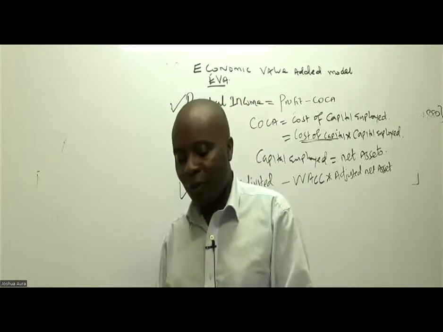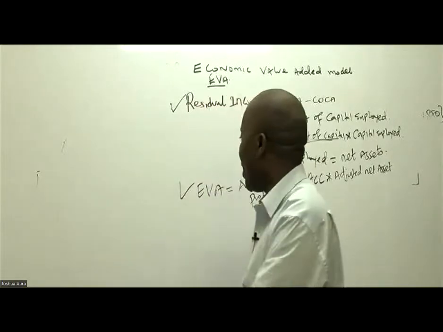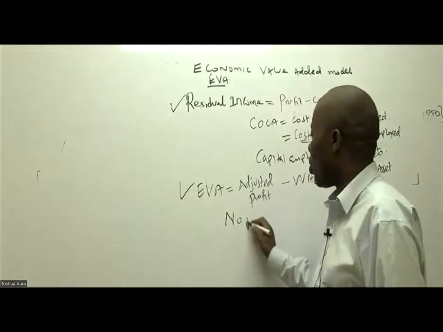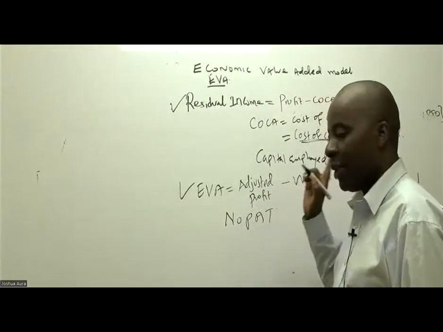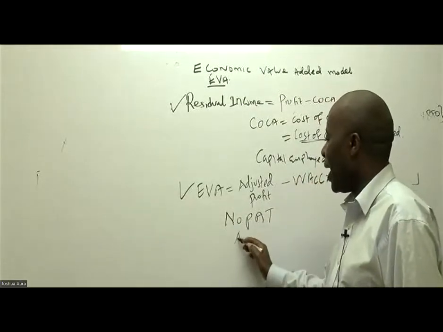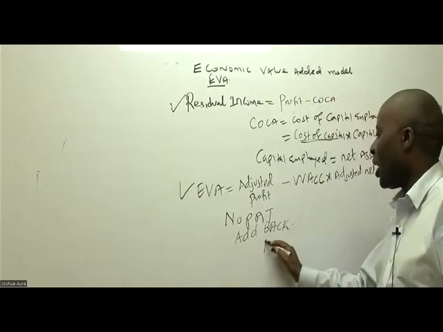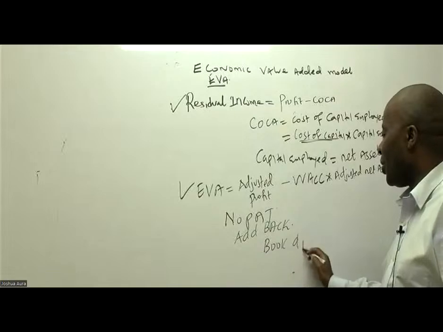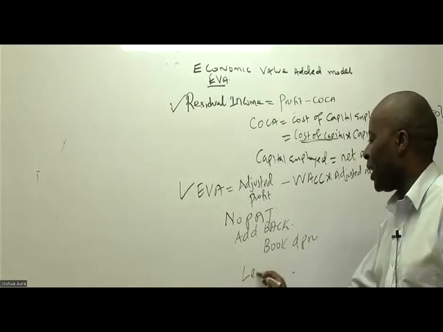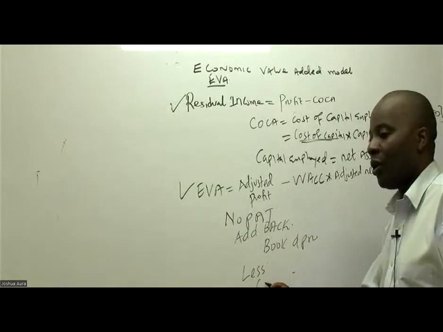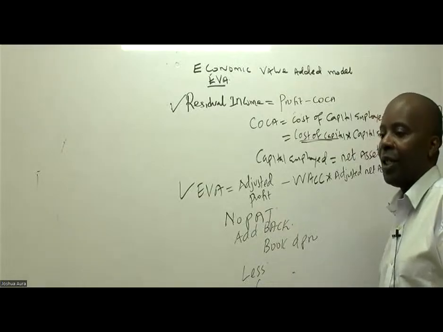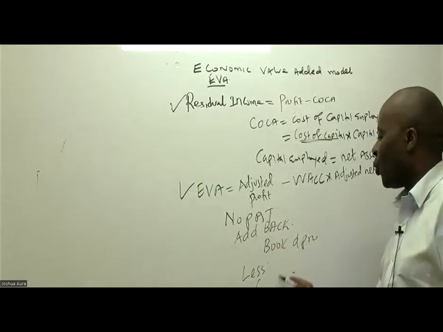So in terms of you getting what we call NOPAT, net operating profit after tax, what we shall be doing is come here and add back book depreciation, and then we shall be deducting the economic depreciation. What if the two are the same?